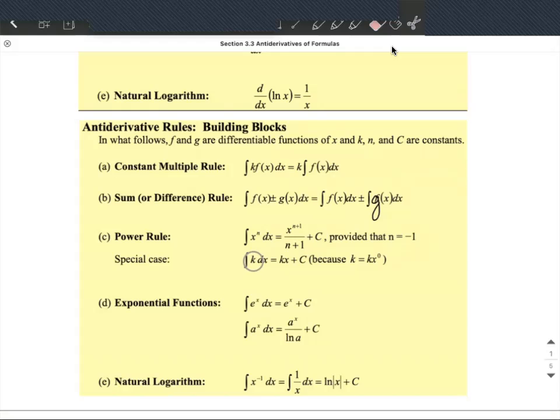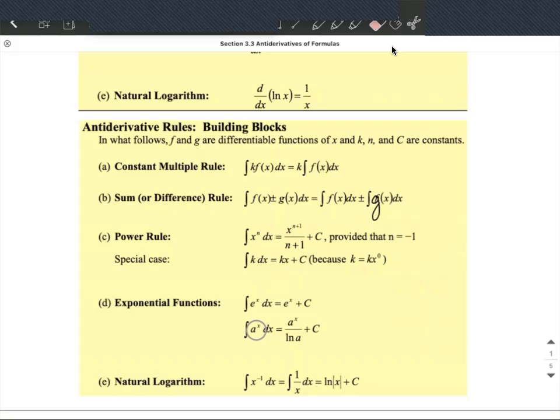One special case is when you just have a constant, its antiderivative is going to be when you put an x with it. And think about it, if we have these antiderivatives, we can always take the derivative to check our answer. With that, we're going to include a plus c as well. The antiderivative of e to the x is e to the x, just like the derivative of e to the x is e to the x.